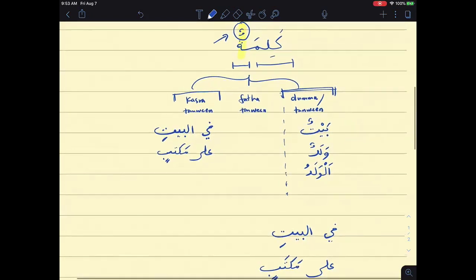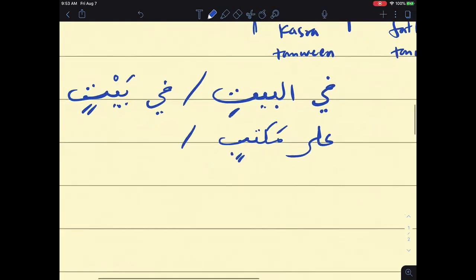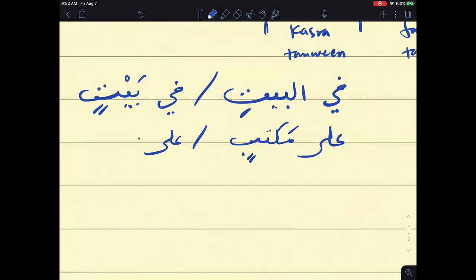Yes, fi baitin, absolutely. Here you can say fi baitin. Exactly. Ahsanti. Okay, baitin. You get it? And likewise, if you want to say the maktab, then you change it to al here and you put al maktab. I'll just write it to show you both.